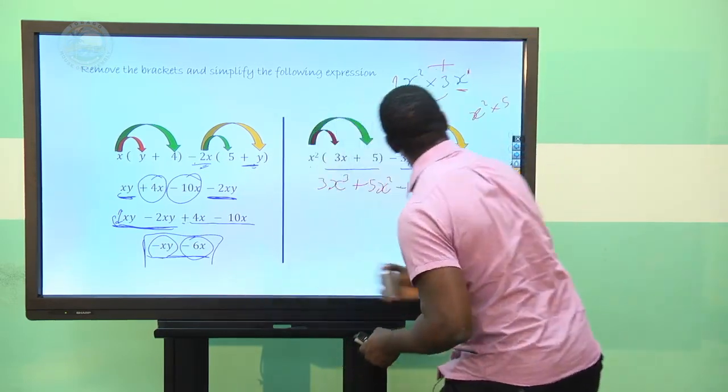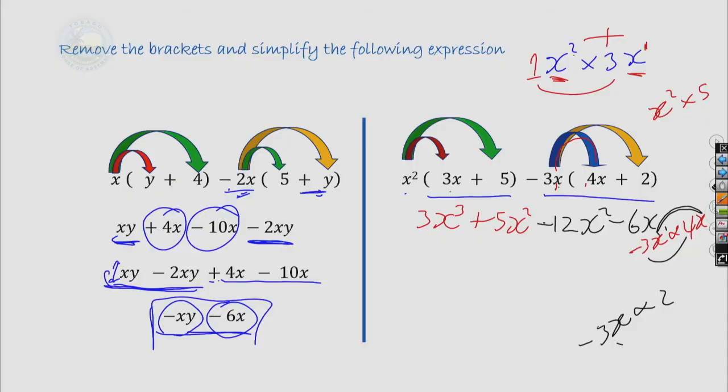This seems a little jumbled here, so let's just erase this a bit. My eraser seems to be giving me trouble. All right, let's just clear it up a bit. Right, so what are we going to end up with here now? Here, what we are going to end up with is 3x cubed plus 5x squared minus 12x squared minus 6x.